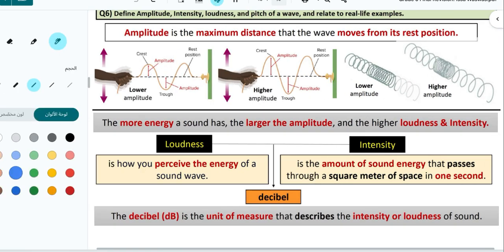So amplitude refers to the size of the wave. Now we also should remember here that amplitude is proportional to energy. So if we look back to that equation, energy is proportional to amplitude squared.